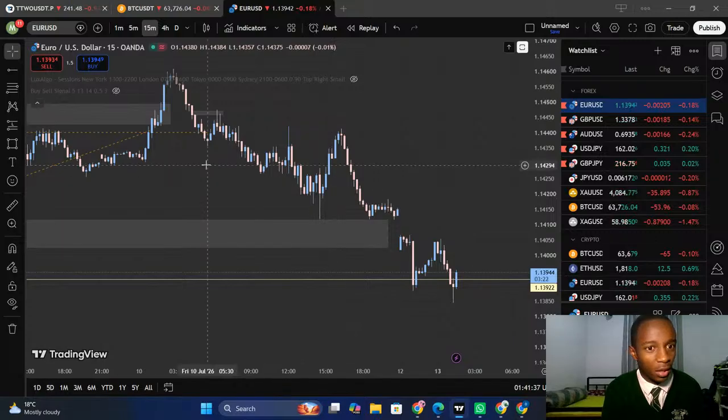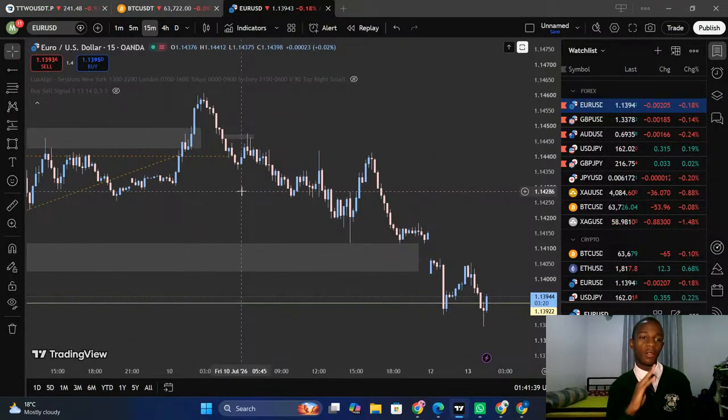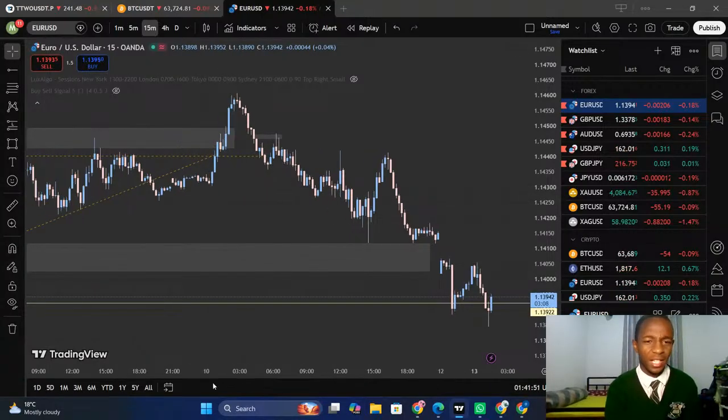There's something about inverse fair value gaps that I didn't understand. I think I'm going to be learning about it more, so that I give you guys what really works as you see it from me. Because literally, I'm a student.